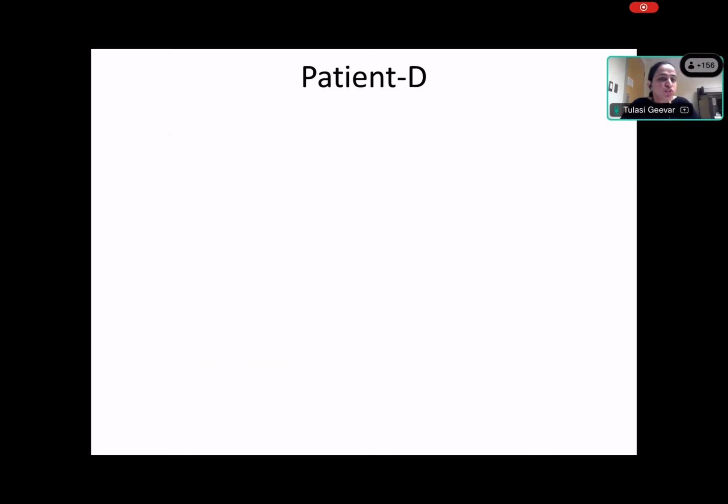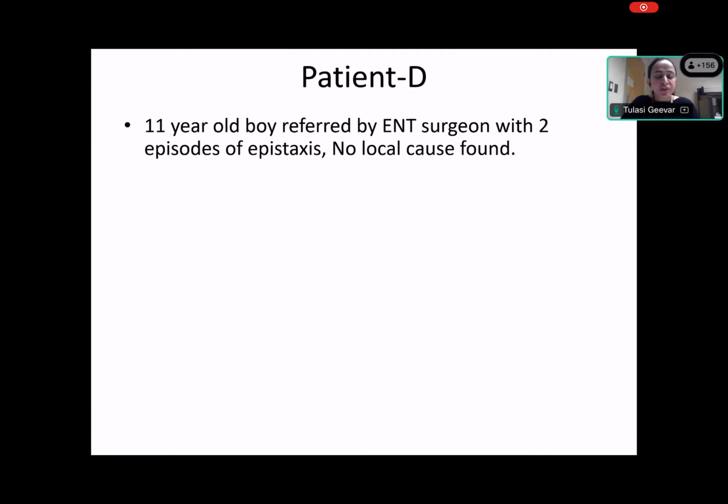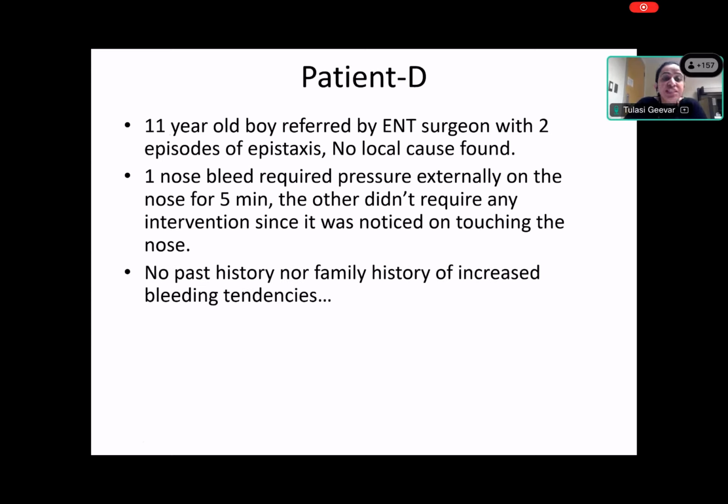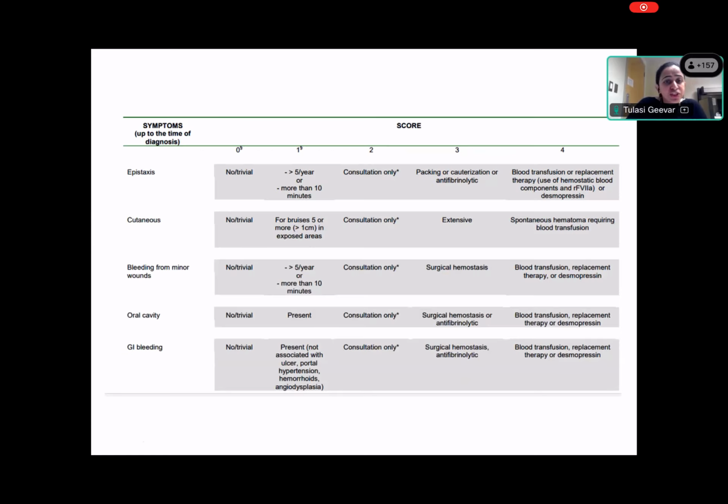Now let's look at another patient, an 11-year-old boy. Referred by an ENT surgeon with 2 episodes of epistaxis with no local cause. One nosebleed required pressure externally on the nose for 5 minutes, and the other didn't require any intervention since it was noticed on touching the nose. No past or family history of increased bleeding tendency. So let's try to calculate the bleeding score for this patient. He's had 2 episodes of epistaxis.